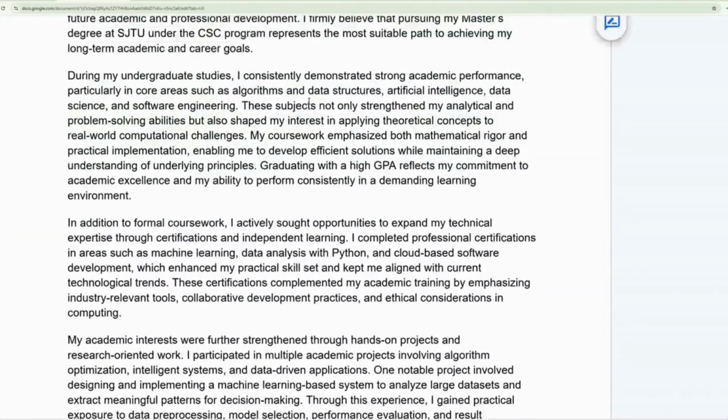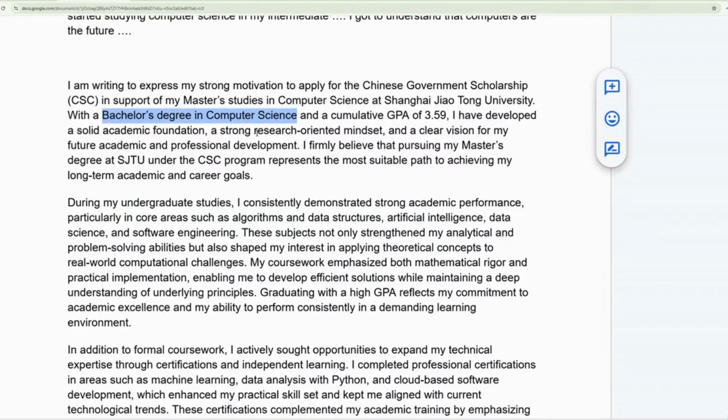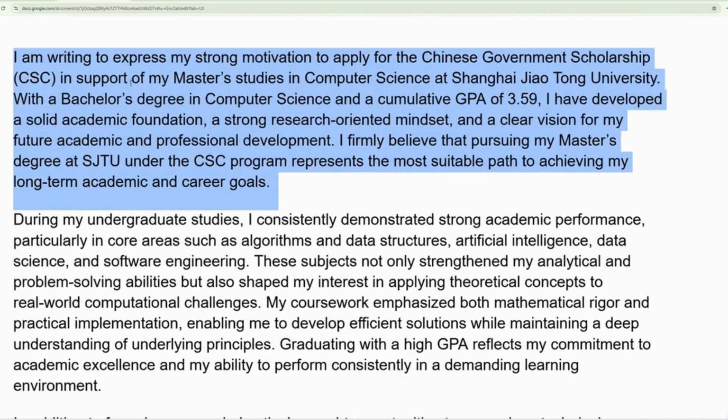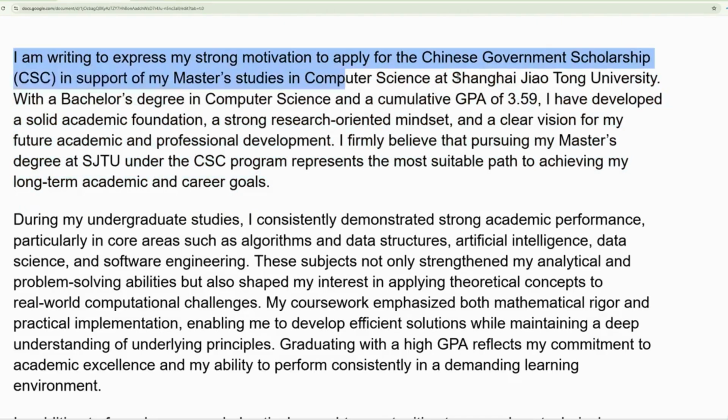So keeping all the information that I gave to ChatGPT, I've got this very computerized and GPT-ish looking statement of purpose. But if you copy this and paste it on a Word document, then you surely will not get the scholarship, or nobody would read your computer-generated statement of purpose, right? Here you could clearly see it says I'm writing to express my strong motivation to apply, blah, blah, blah. This is very generic. Everybody uses it, and now everybody knows that if you have made your statement of purpose using GPT, it surely gives you sentences like this.